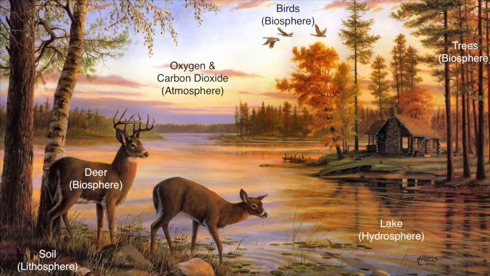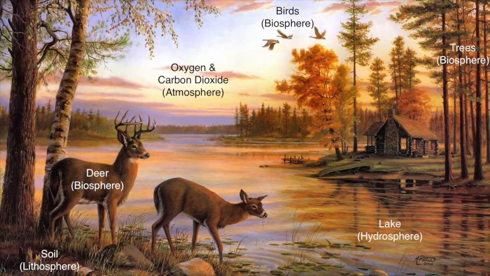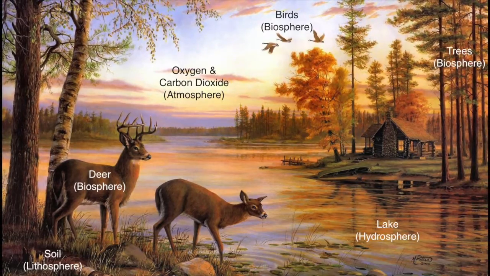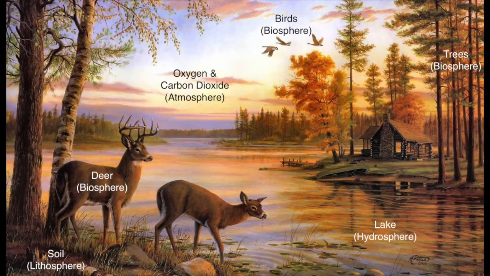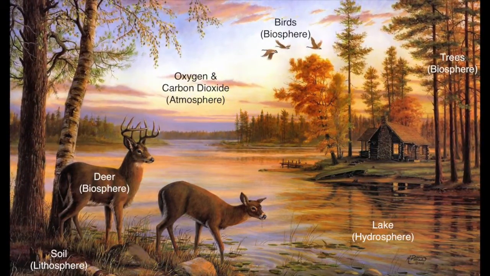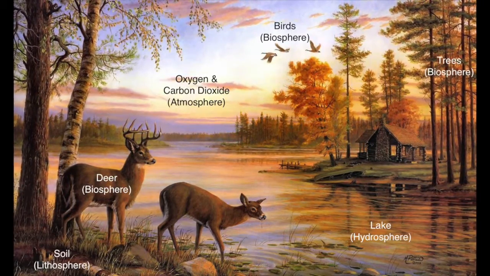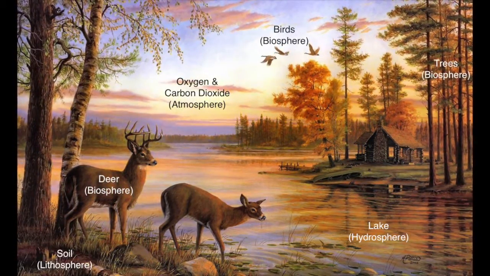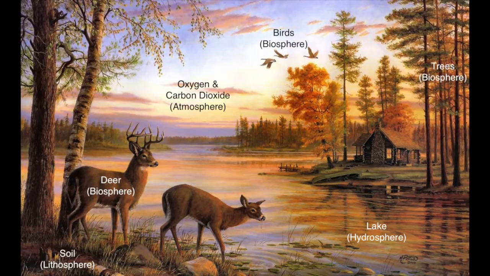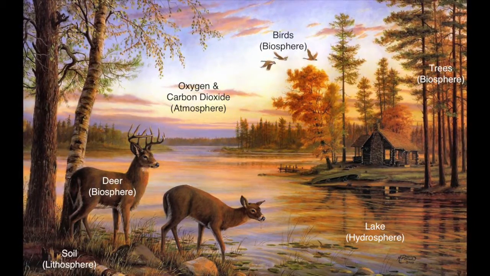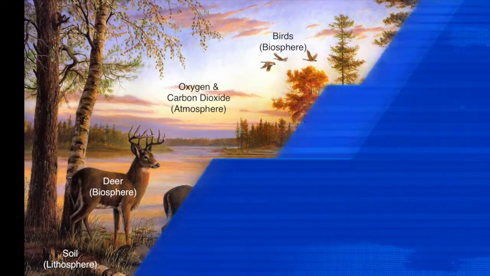Often, multiple spheres can occupy and interact within the same space. In this picture, for example, trees in the forest draw water and nutrients from the soil. The deer and birds breathe in oxygen and release carbon dioxide into the air. The interactions between the four spheres are essential to life on Earth.